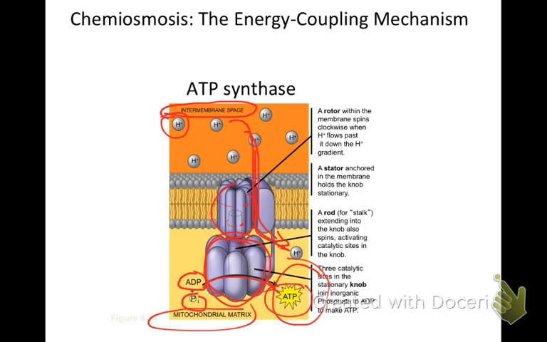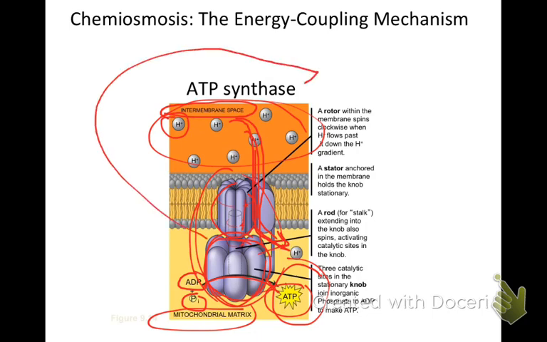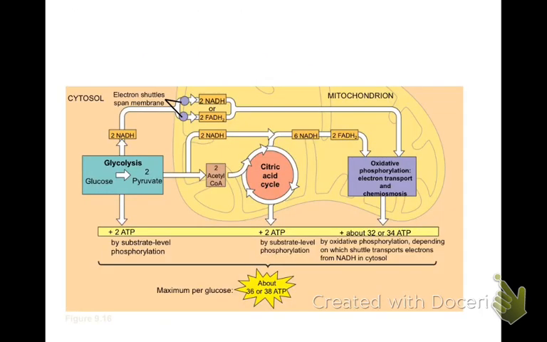So one more time, the hydrogen ions in the intermembrane space are going to flow through this rotor and come back into the matrix, but in the process they're going to activate this beautiful molecule known as ATP synthase, and as it is activated, it's going to take ADP and Pi, this phosphate, and make our ATP. In fact, it is this process right here that's going to give us about 32 to 34 ATP.